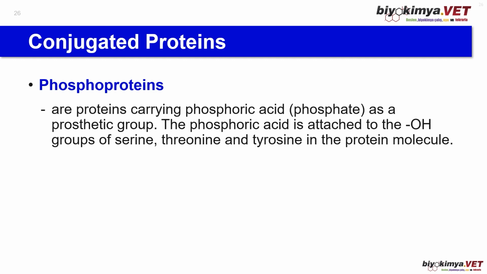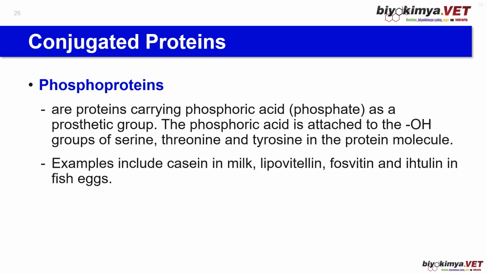Phosphoproteins are proteins carrying phosphoric acid as a prosthetic group. The prosthetic group, phosphoric acid, is attached to the hydroxyl groups of serine, threonine, and tyrosine in the protein. These are the amino acid residues carrying phosphate. Examples are casein in milk, lipovitellin, phosvitin, and phosphopeptides.